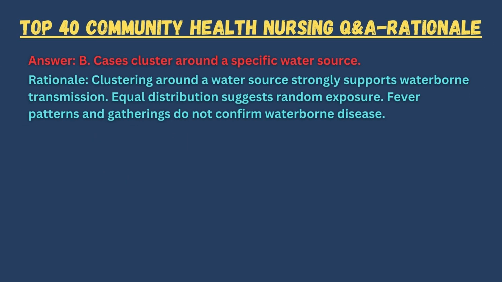Answer. B. Cases cluster around a specific water source. Rationale. Clustering around a water source strongly supports waterborne transmission. Equal distribution suggests random exposure. Fever patterns and gatherings do not confirm waterborne disease.